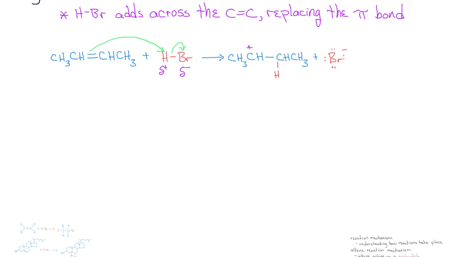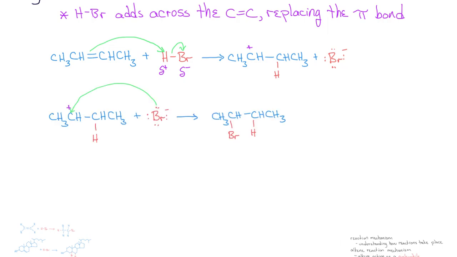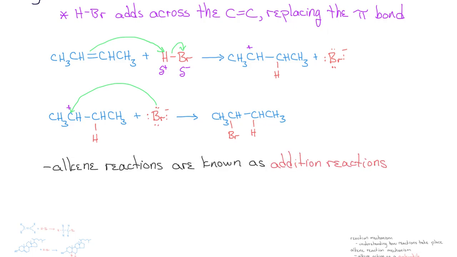In the second step of this mechanism, the bromide ion will act as a nucleophile and it'll form a bond with one of its lone pairs of electrons to the second sp2 hybrid carbon atom. In this way, we've seen that the hydrogen and the bromine have been added across the carbon-carbon double bond, replacing the pi bond. Because the HBr has been added across the double bond, we call this general type of alkene reaction addition reactions.